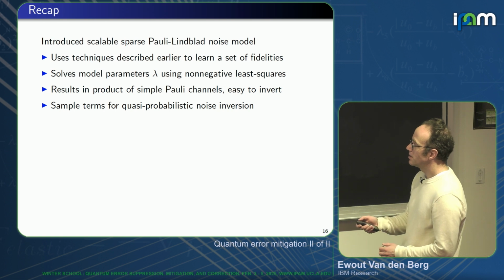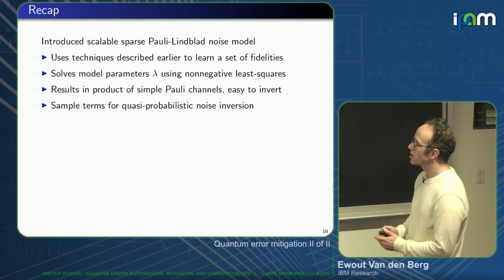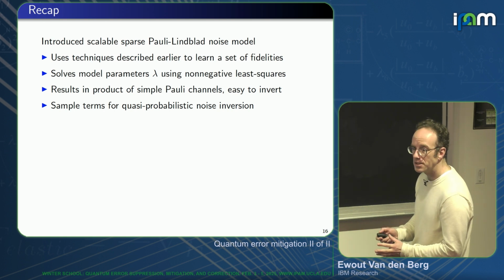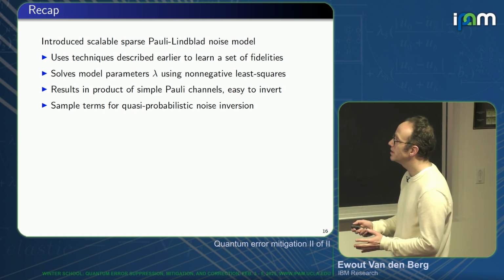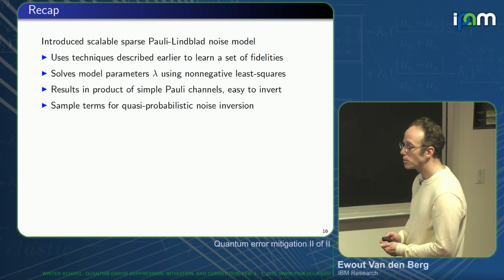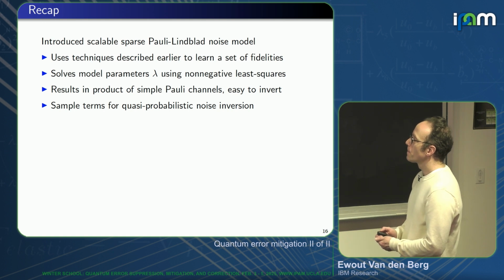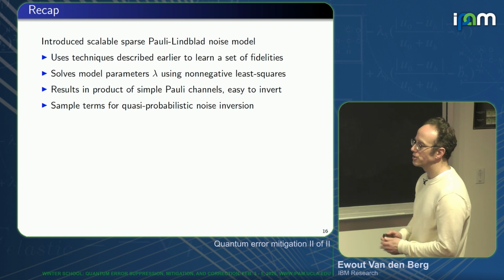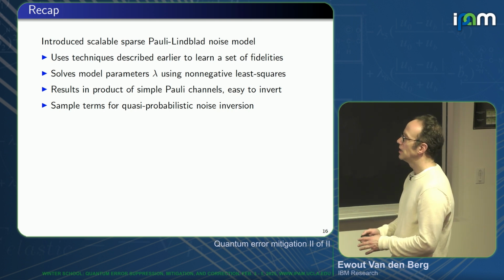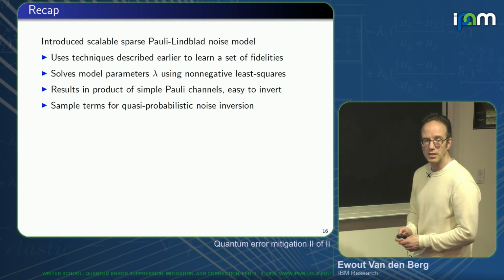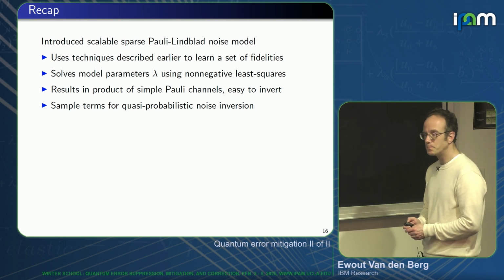So that's just the basis of this sparse Pauli-Lindblad noise model. We just use the techniques described earlier to learn the fidelities. That allows us to form a linear system of equations that we can solve with non-negative least squares. And that gives us a product of simple Pauli channels, each of which is easy to invert. And we just sample terms from this quasi-probabilistic model.